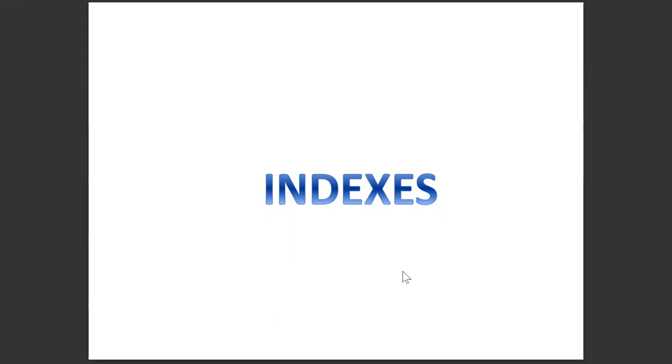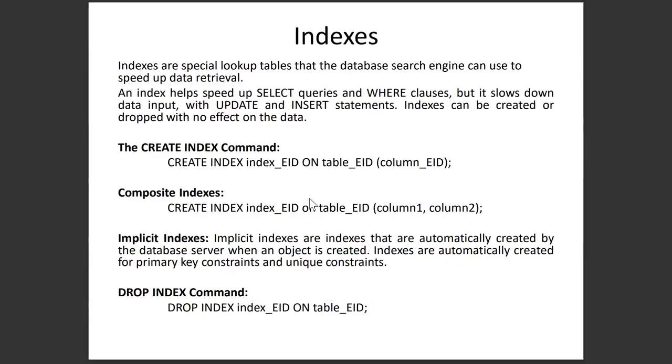So in the database also we have indexes, the functionality of an index. And we can create an index by using a simple command. So let me first define what an index is. As we were talking about, indexes are a special lookup table that the database search engine can use to speed up data retrieval. An index helps speed up select queries and where clauses, but it slows down data input with update and insert statements. Indexes can be created or dropped with no effect on the data.